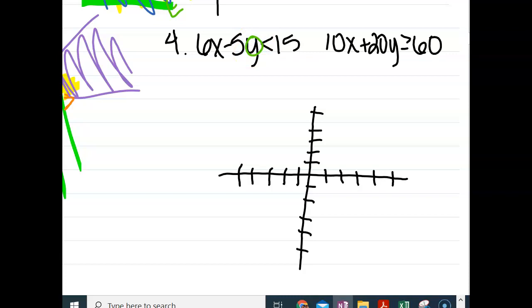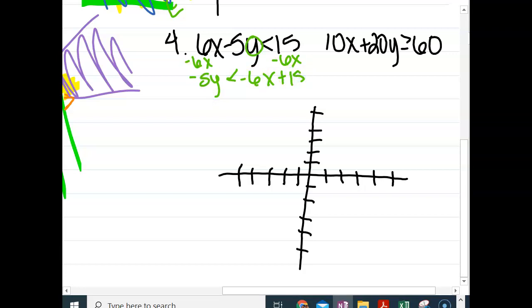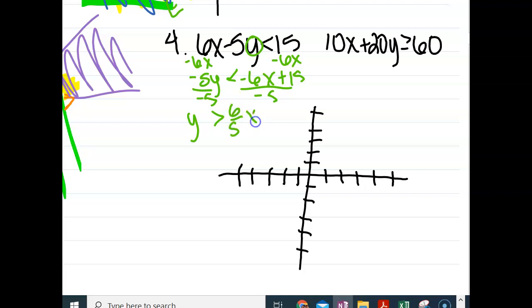So the first one, let's move the x term, so subtract 6x from both sides. So we have negative 5y is less than negative 6x plus 15. And remember, when I divide by a negative 5, you have to flip the sign. So it's going to turn to a greater than. Now when you do the butterfly method, negative 6 over negative 5 is going to turn to a positive 6/5, and 15 over negative 5 is going to give me a negative 3.